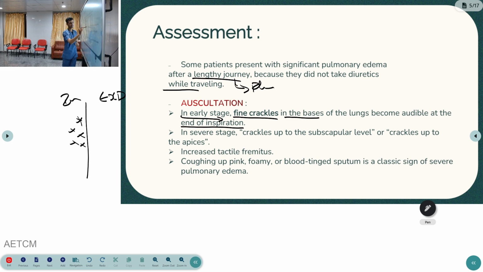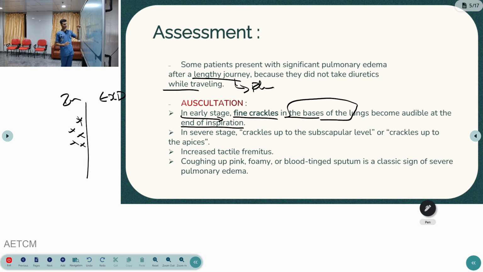Mainly where will you get it? The base of the lung. If you want to assess the base of the lung, you have to approach the posterior side of the thoracic cavity, the scapular region. If you place your stethoscope over there, then you are assessing the base of the lung.